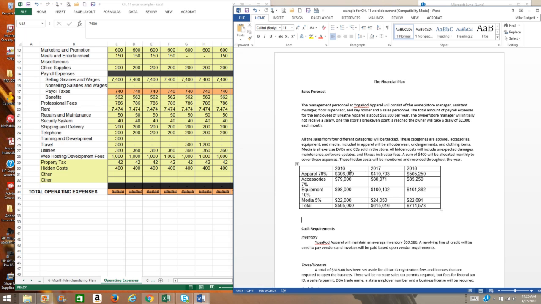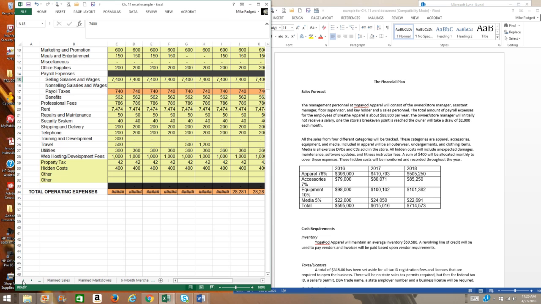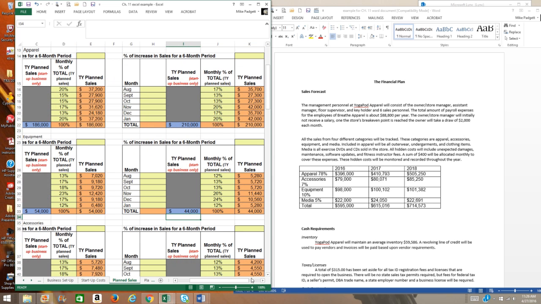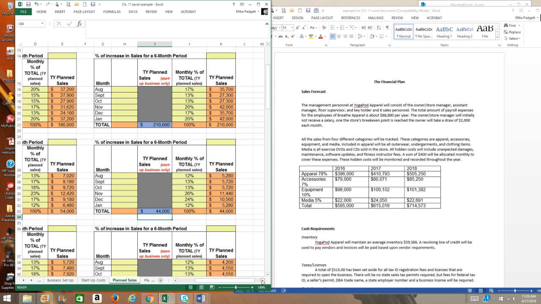And then next, when you calculate your sales forecast, this is all just an estimate, but you should at least be able to draw 2016 from your planned sales. You would add up your planned sales for apparel. If you add those two together, it's 396,000.